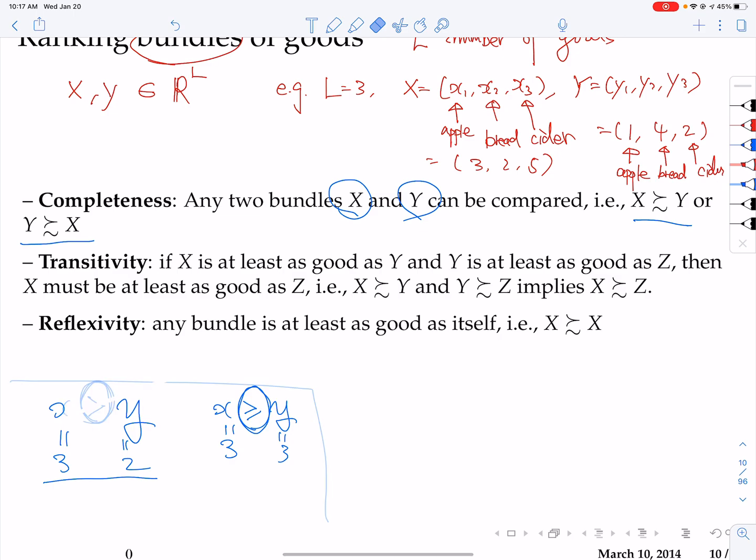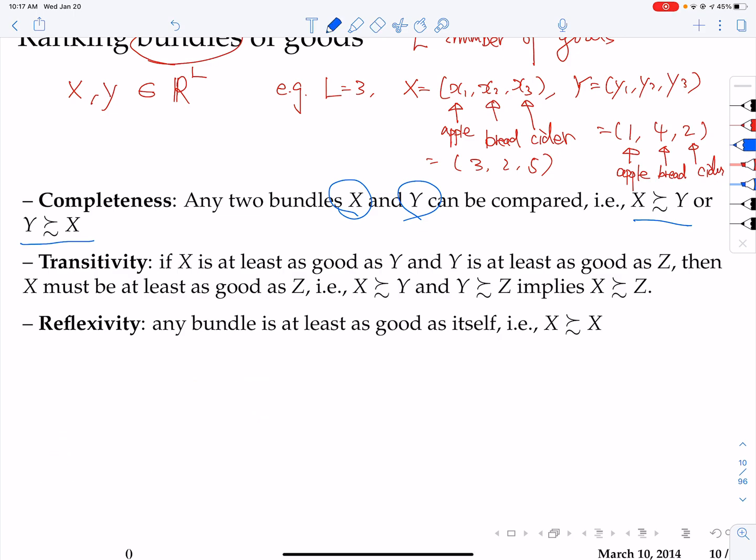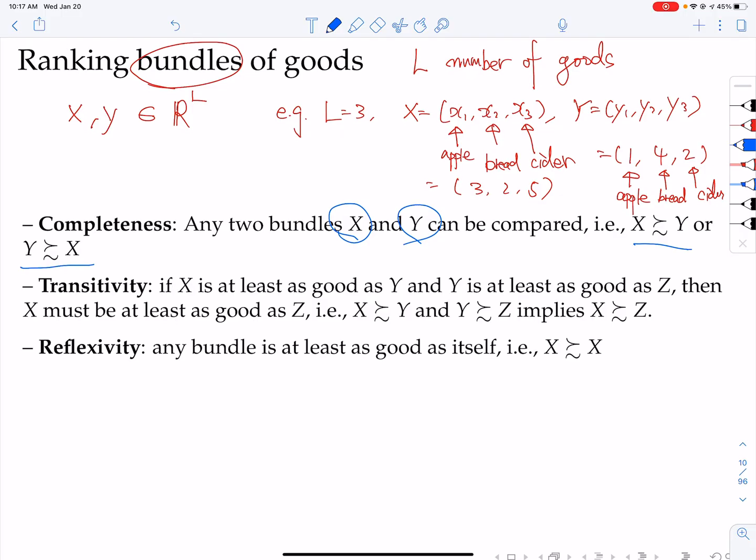So the same kind of terminology is used for the ranking of the bundles. So this means that you prefer X to Y weakly, and this means you prefer Y to X weakly, right? But remember, this is not the inequality in the numbers, okay? This is preference over the bundle, okay?